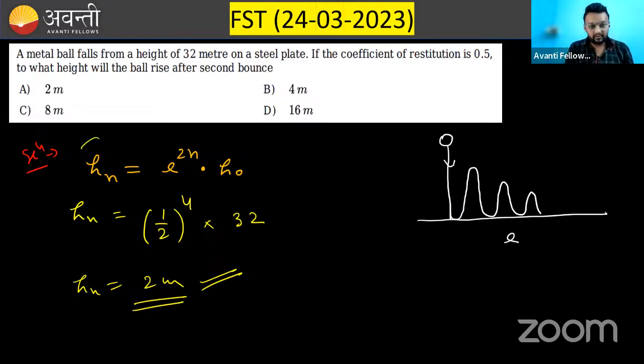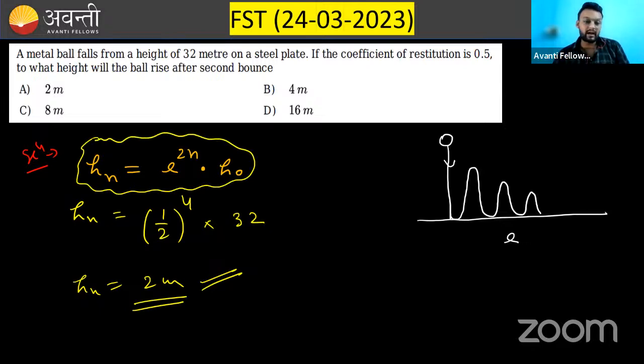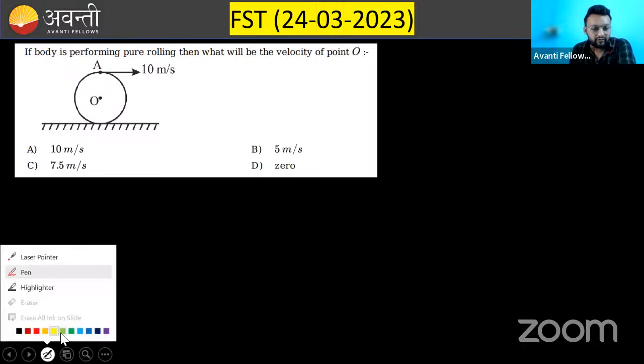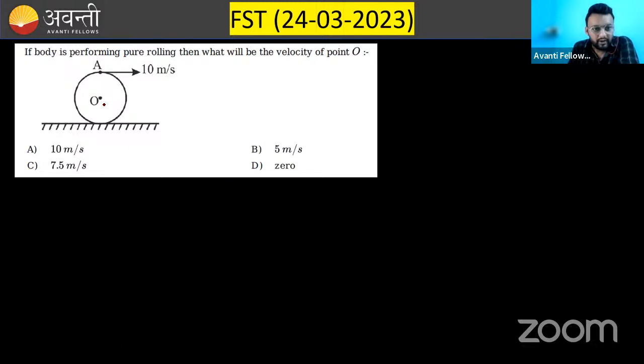Remember this relation. This is very important. Most of the times questions were asked from this concept. This is a very basic question. If body is performing pure rolling, then what will be the velocity of point O? Point O is the center of mass. This is VCM, velocity of center of mass. And do you know that velocity of the bottommost point is 0?